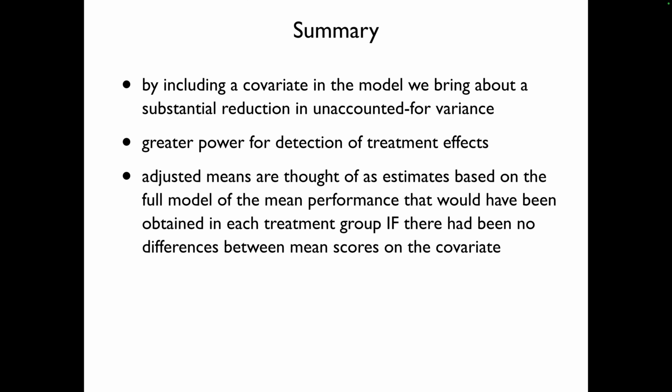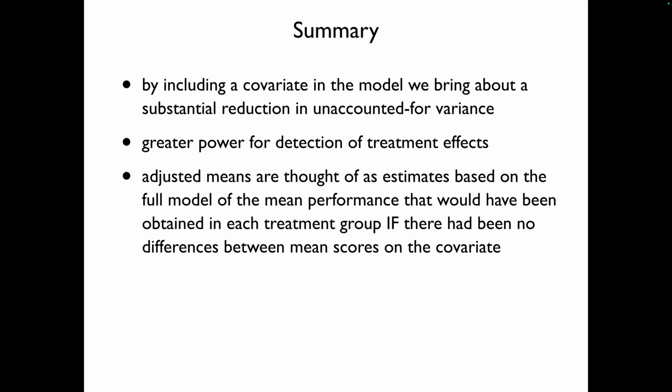Okay, so by including the covariate in the model, we bring about a substantial reduction in the unaccounted for variability in the error term. And we do that because we are modeling, using a linear model, using a straight line, the relationship between the dependent variable and the covariate. So we get greater power, statistical power, for detecting treatment effects of the factor.